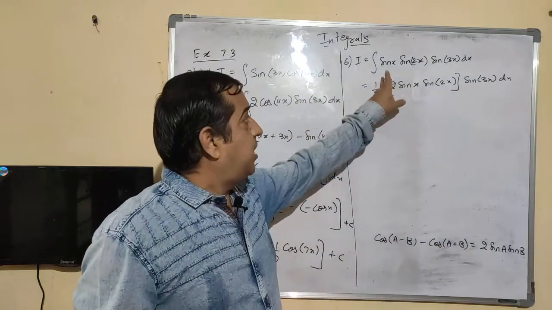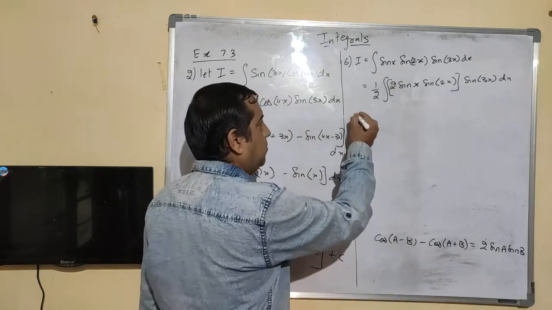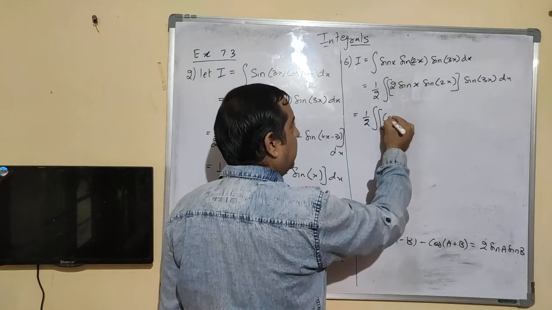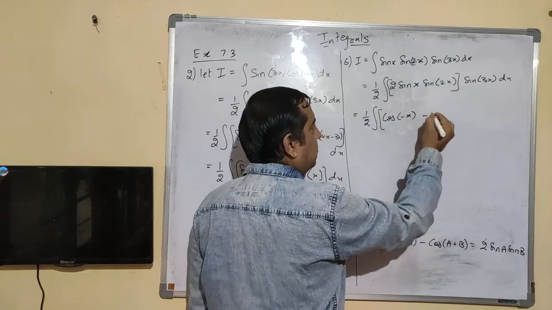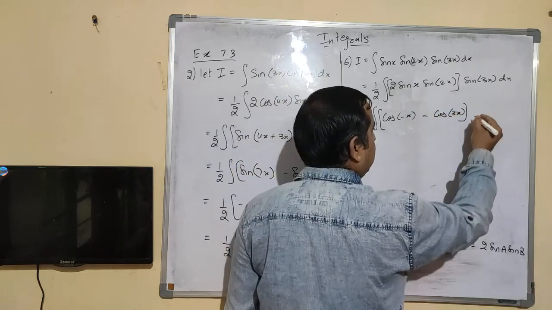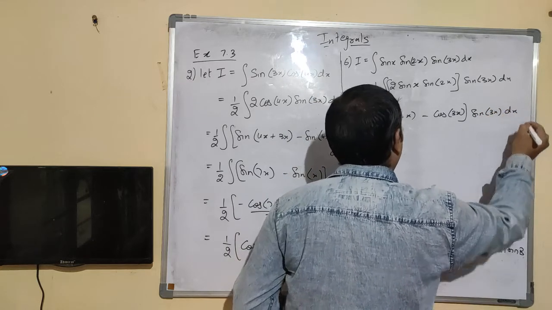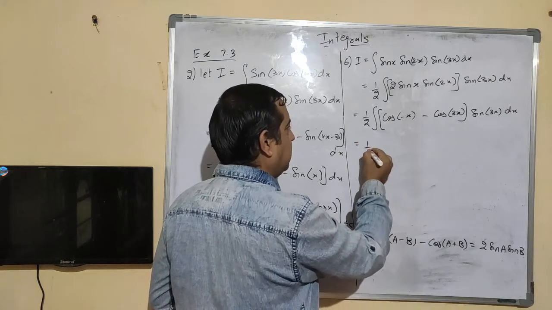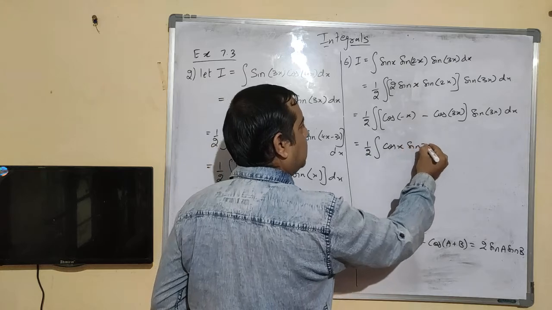The 2 that we multiplied and divided, give it to these first two terms. You apply the formula for this. This gives you 1/2 integral bracket, you get cos(a minus b), x minus 2x gives you minus x, minus cos 3x, into sin 3x dx. In the next step, multiply sin 3x, you get 1 by 2 integral, this is cos x sin 3x.